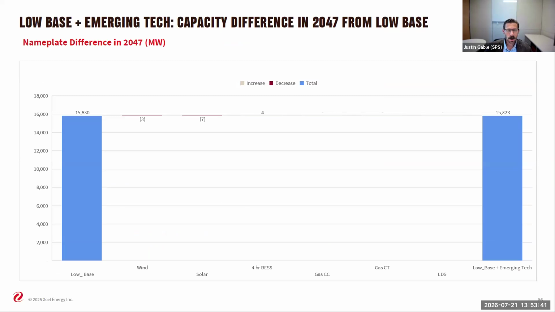I think that there was a question earlier. I feel like we've had a little bit of this conversation already. Basically, the resource portfolios when we allow emerging tech to come in are exactly the same. It's maybe making some slight differences that can really just be a function of individual modeling runs and not necessarily indicative of any major changes here. So because of that, we won't jump into the accredited capacity slides. Not much to talk about on there.